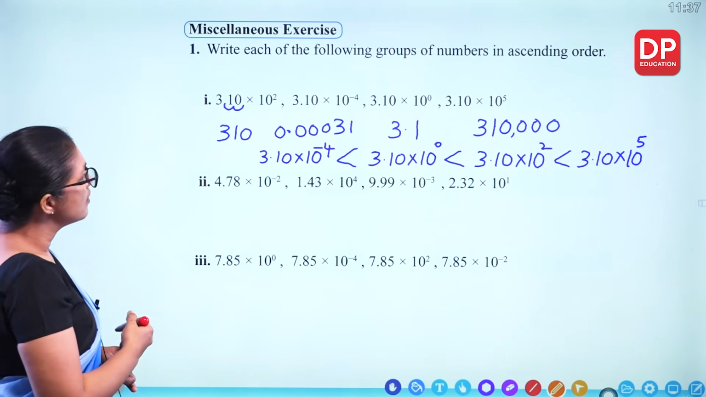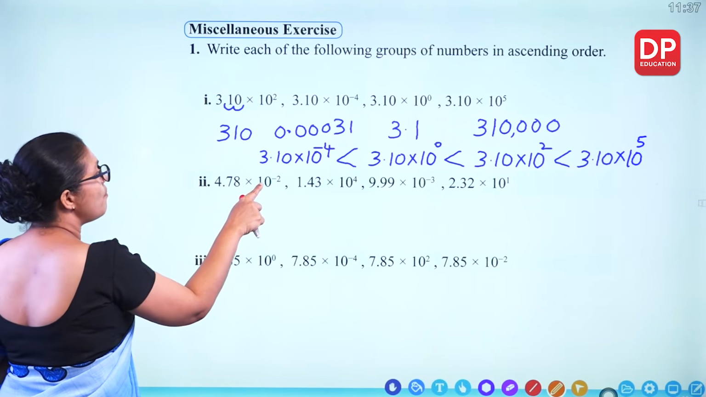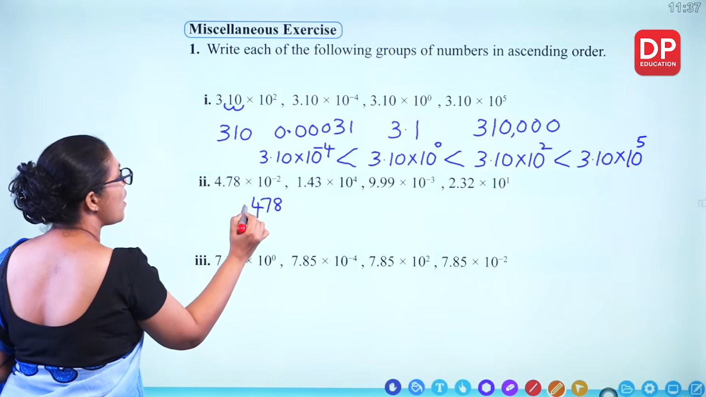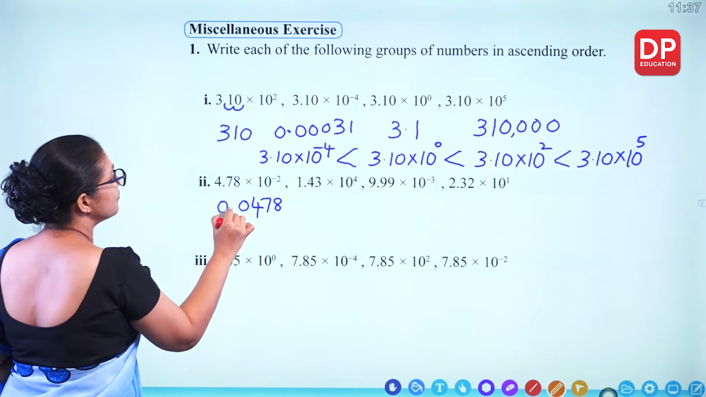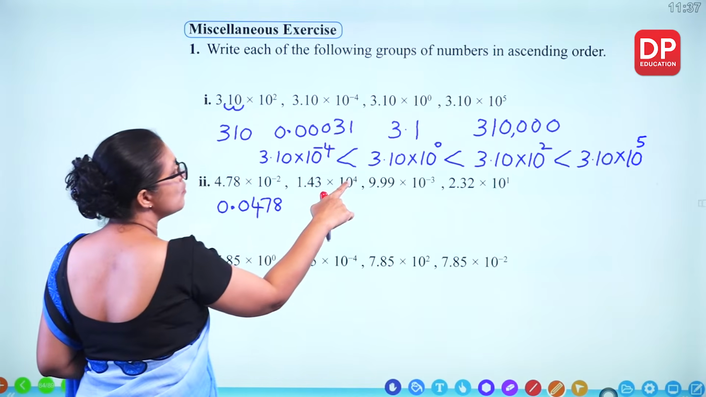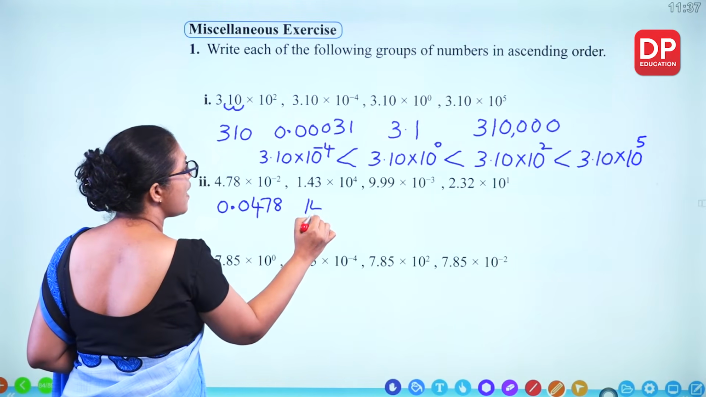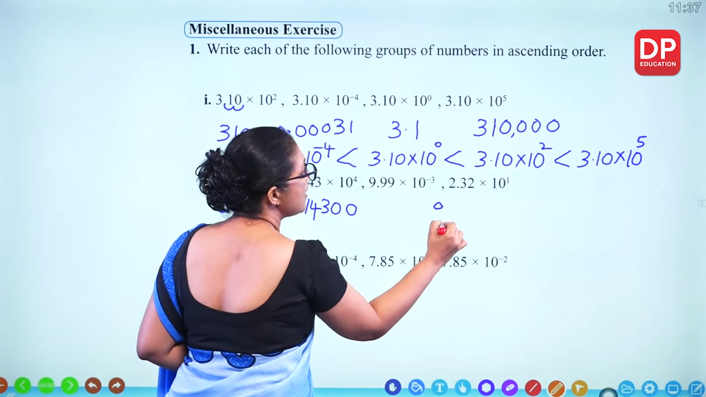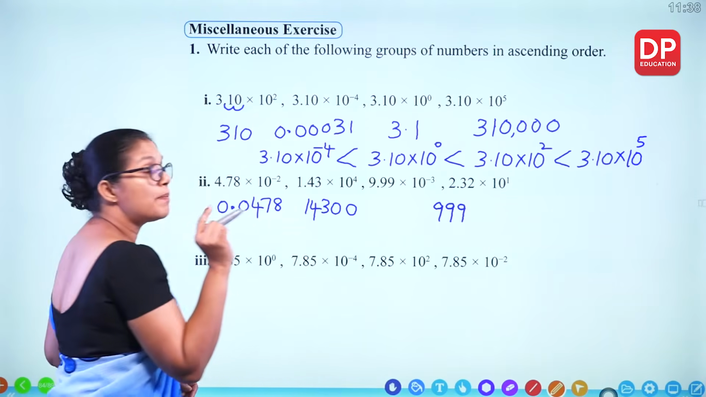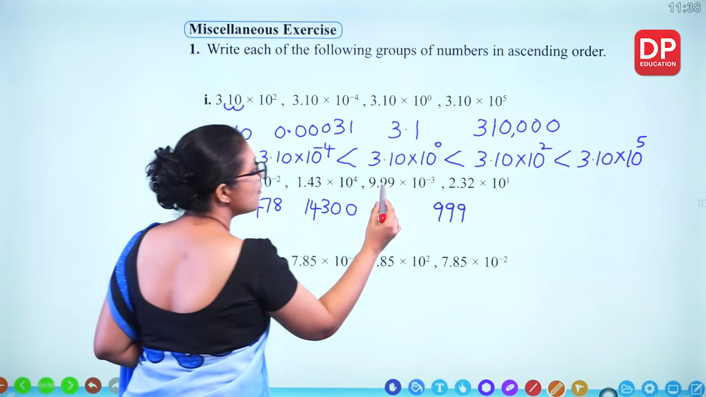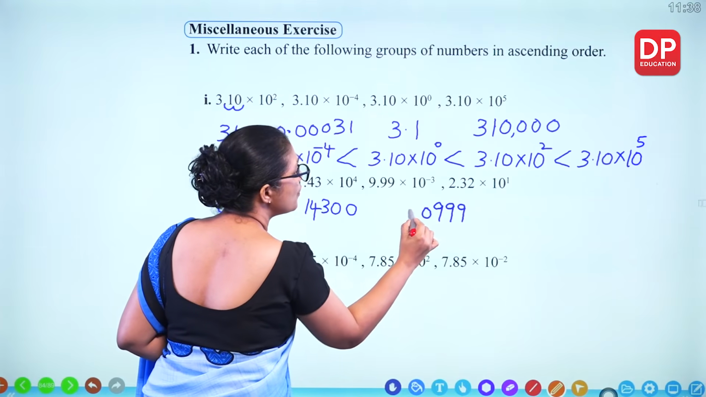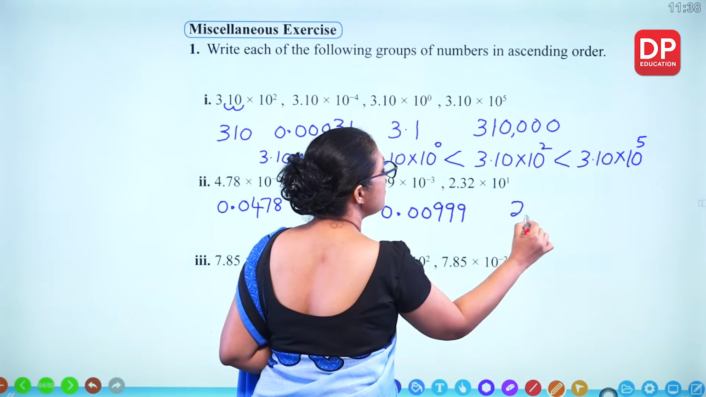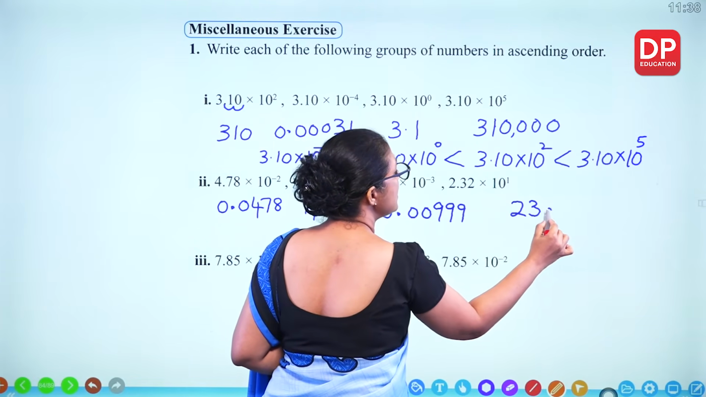Take the next one. Write in general form. 10 to the power minus 2 means move the decimal place 2 places to the left. 1, 2. This one, move the decimal place 4 places to the right. 1, 2, 3, 4. This one, 999. Move the decimal place 3 places to the left. Starting from here, 1, 2, 3. And this one, move the decimal place 1 place to the right, 23.2.